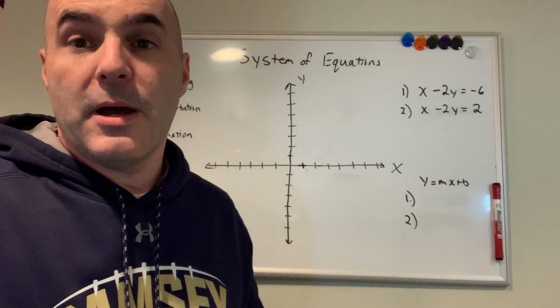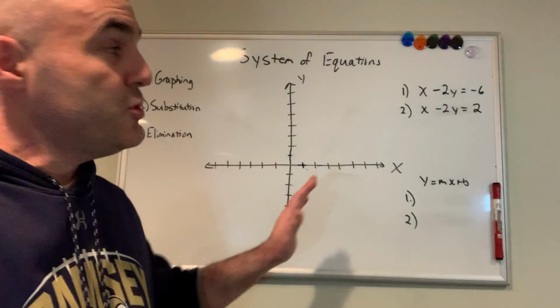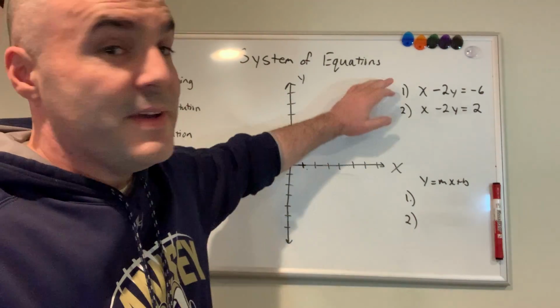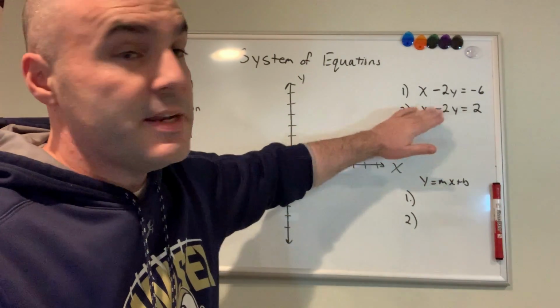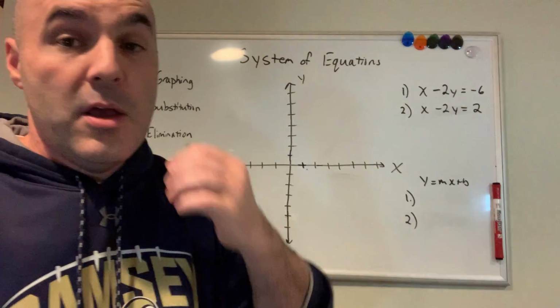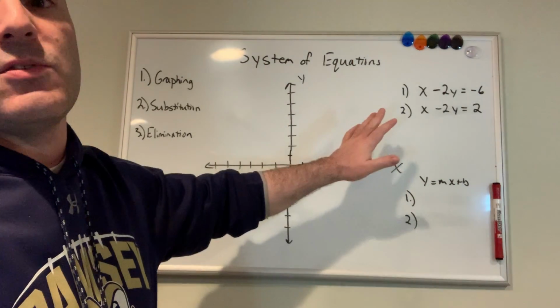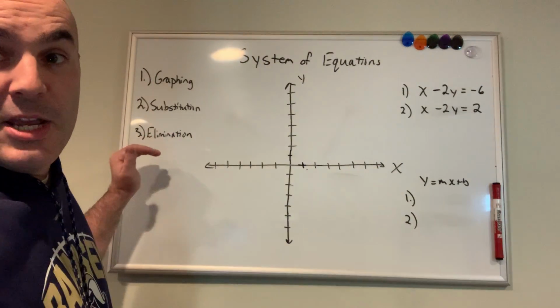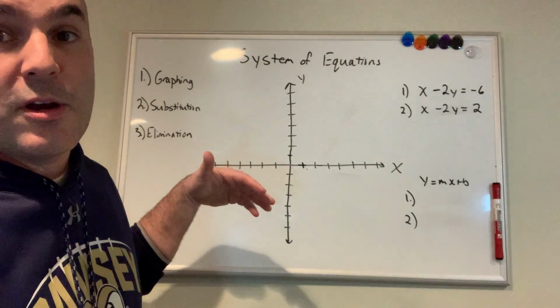Okay, now we're talking about our second case. I have an example drawn off to the right of x minus 2y equals negative 6, and x minus 2y is equal to positive 2. So once again, this would be the best form to use if I was using elimination method, which is what we're going to be learning on Friday.